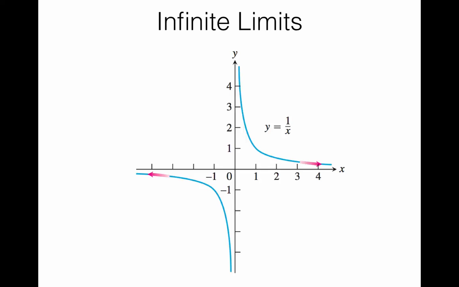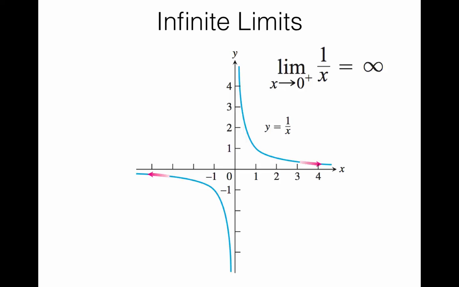So the notation we use is the following. We would say the limit of 1 over x as x approaches 0 from the right equals positive infinity. So we're not saying that infinity is a number. We're not saying that this limit exists. We're saying that this limit does not exist because the values of 1 over x are getting arbitrarily large as x gets closer and closer to 0 from the right.